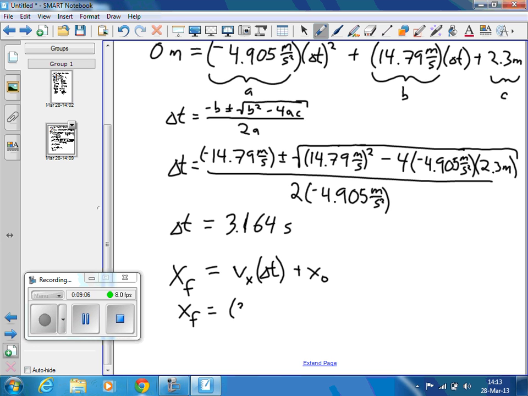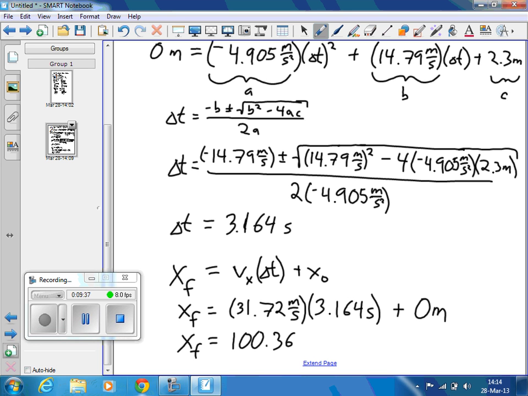My x velocity was 31.72. 3.164 seconds. And the starting x position was 0 meters. I run that in my calculator, and I find that the final x position is 100.36 meters. This would be a phenomenal baseball throw.